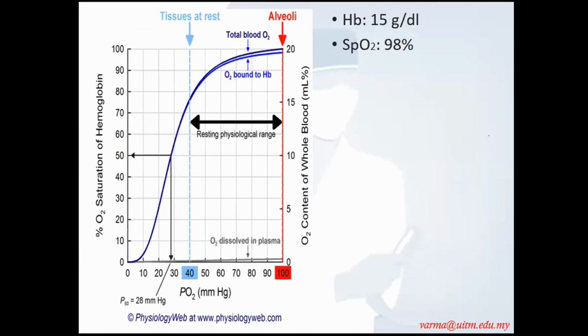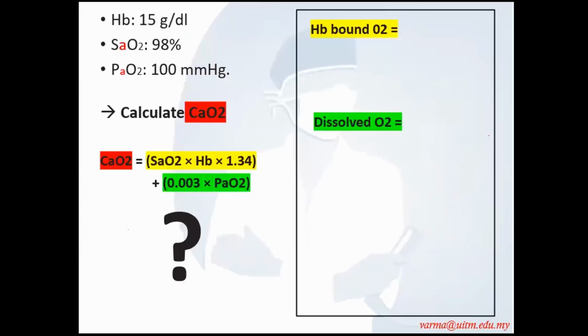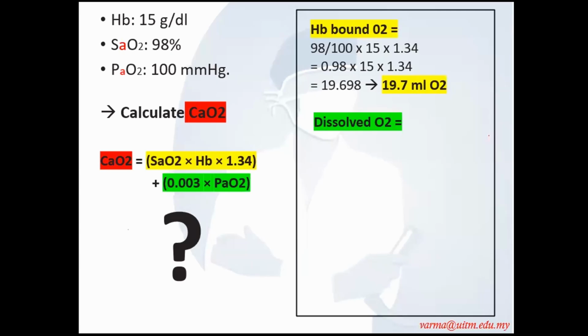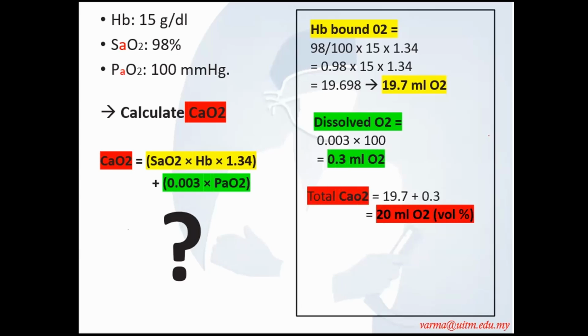Take a piece of paper and do a simple calculation. Say you have an Hb of 15, SpO2 of 98, PaO2 of 100. What will be your CaO2? Calculate CaO2. Your CaO2 is equivalent to Hb times SaO2 times 1.34 plus the plasma dissolved 0.003 ml times your PaO2. Hb bound to oxygen, you get 19.7 ml. And then Hb dissolved is 0.3 ml. That's why we get the 20 ml oxygen just now. See the difference.